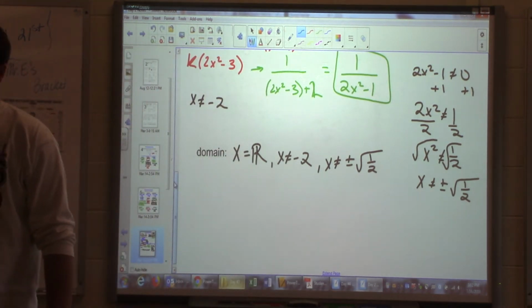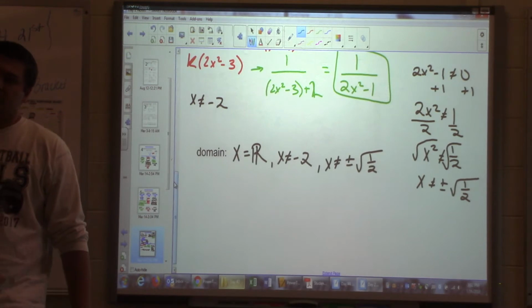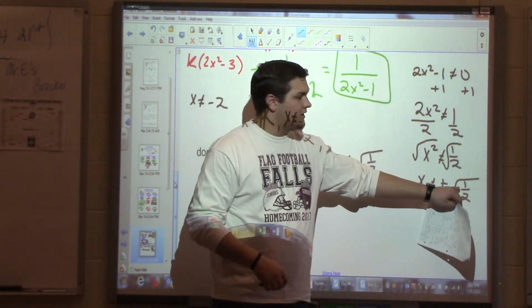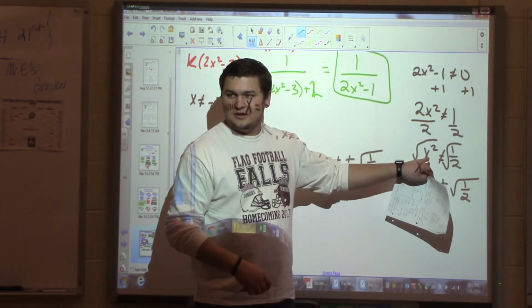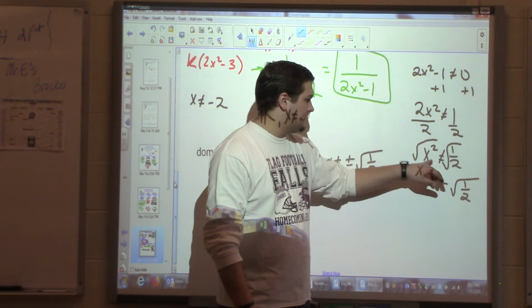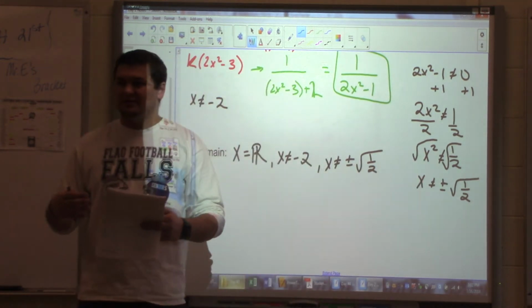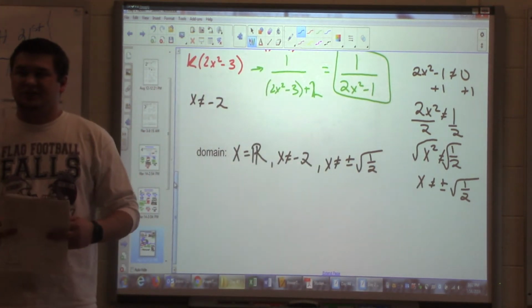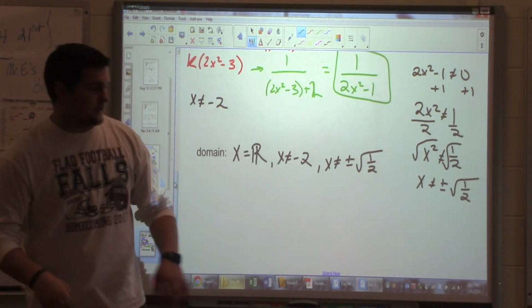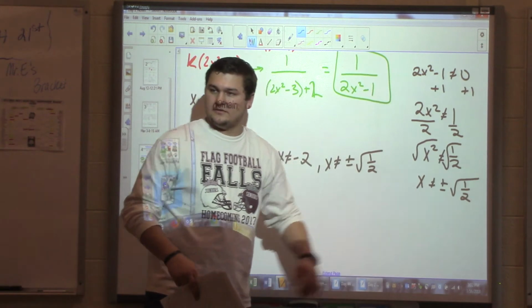Yes, sir. If you didn't square root the 1/2 yet, why is it positive and negative? So because positive square root of 1/2, if I plug that into x squared, it becomes 1/2, right? Negative square root of 1/2, I plug that into x squared, it still becomes 1/2. So even though I didn't actually take the square root, because it's going to be an ugly decimal and I don't want to deal with that, so I'm leaving it under the square root, it's still positive negative. Okay?